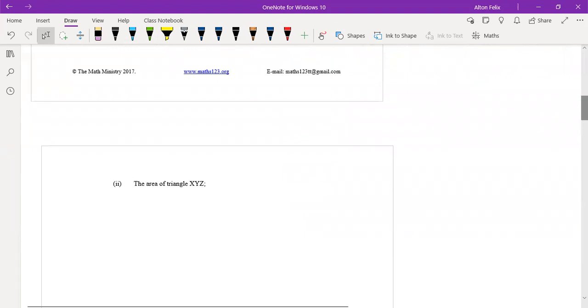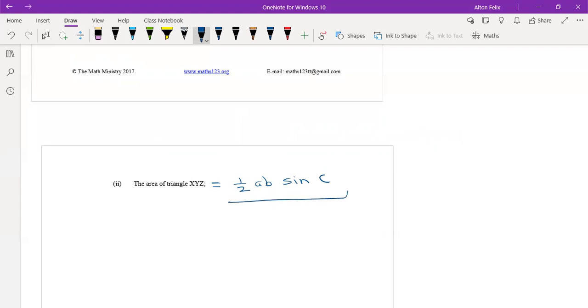So there's a formula for area of triangle XYZ if you have three sides, and we're going to work that in there, or you could use your formula involving sine. Let's write it down. Let's go with this one. So you want to find the area of triangle XYZ. This will be half AB sine C. So let's recap that. The area is half AB sine C.